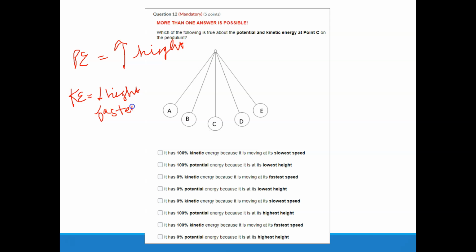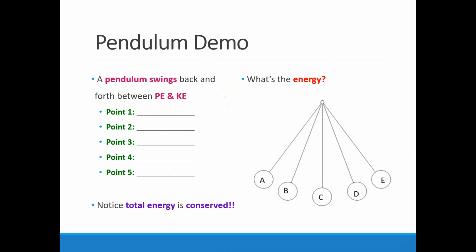Okay, so let's take a look at this. This is actually asking about point C right here, so let's go ahead and talk about these. So a pendulum swings back and forth between potential energy and kinetic energy. So take a look at A, sorry, this should say point A.